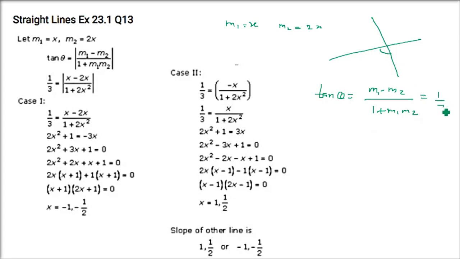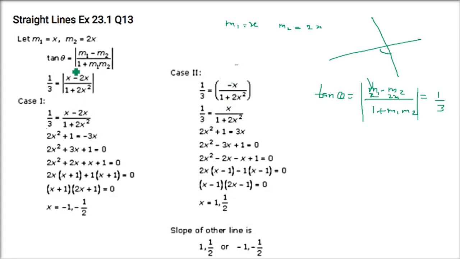So the tangent of the angle is 1 by 3, and since it is given as 1 by 3, this is in modulus. M1 is x, so M2 will automatically be 2x. So we are going to put 1 by 3 equals, one time taking plus and one time taking negative. So there will be 2 cases. In case 1 we take plus, and in the second case we take the negative.